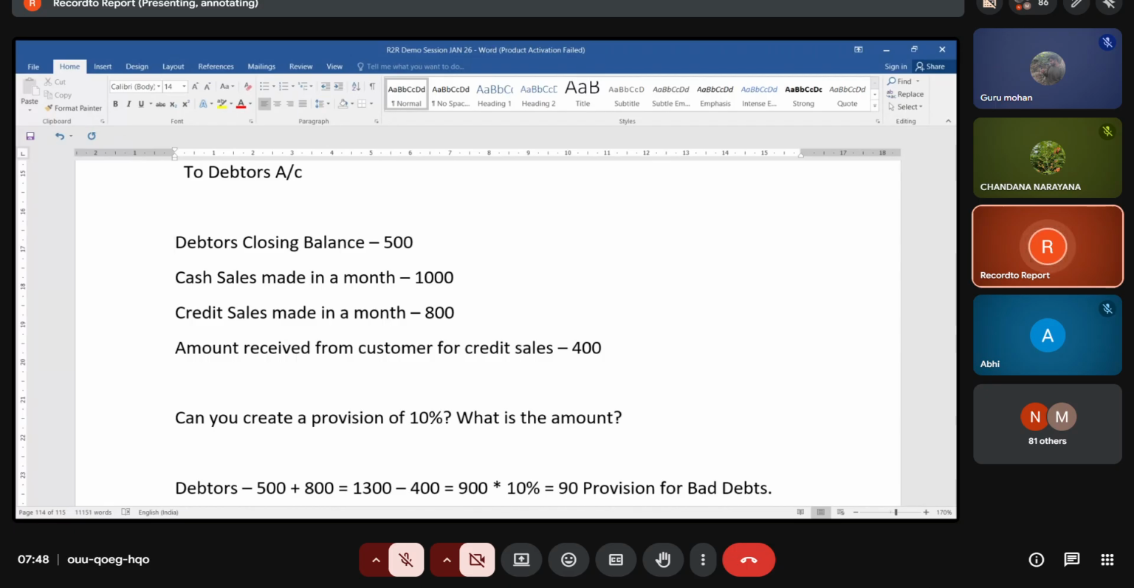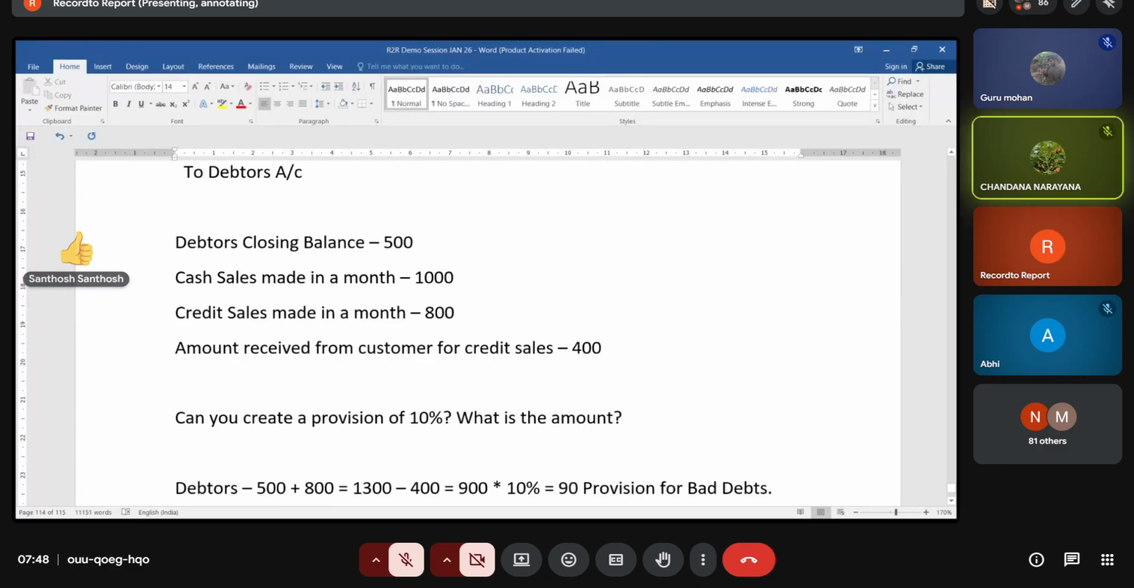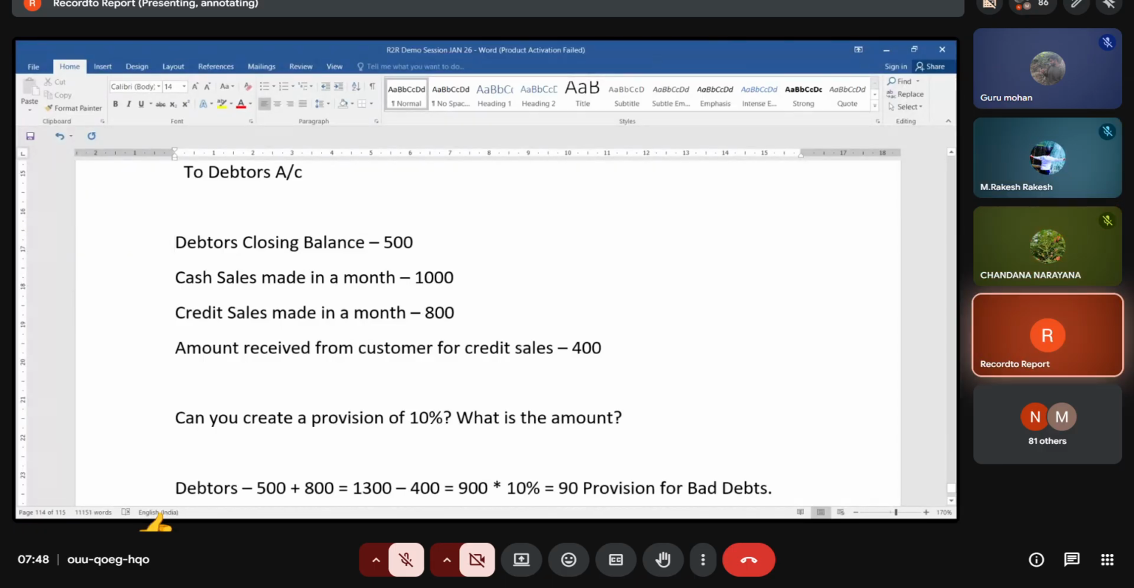So credit sales are 800. 500 plus 800 is 1,300. From that, the money we received is 400, so the remaining balance is 900. 900 into 10 percent is 90 rupees, which is the provision for bad debts, guys. Clear? Understood, guys? Any doubts?